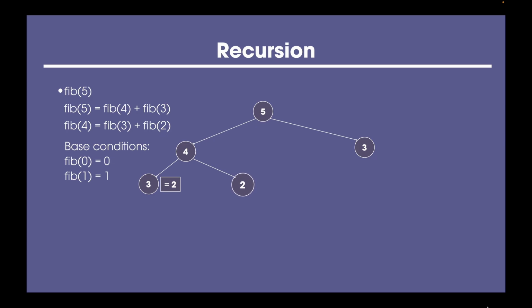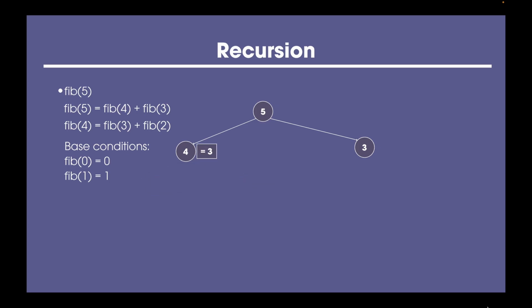Again fib of 2 equals fib of 1 plus fib of 0. Again we know that these are our base conditions, so we know the values of both of them. Let us add both the values, that is 1 plus 0 equals 1. Now we know both the child's value, that is fib of 3 equals 2 and fib of 2 equals 1. Let us add both of them to get the value of fib of 4.